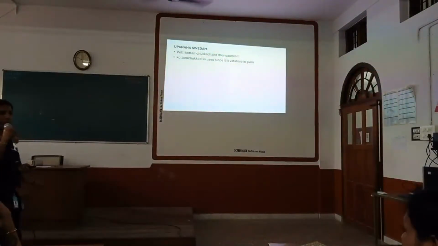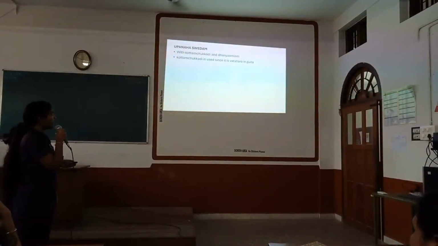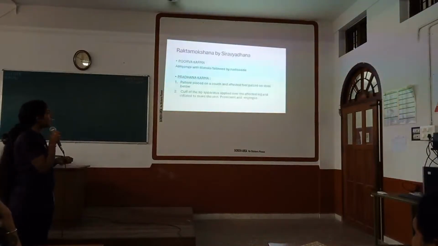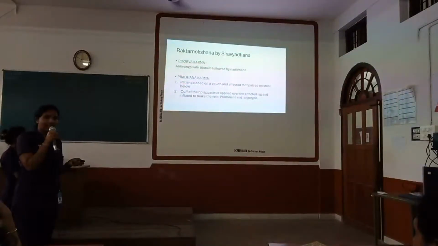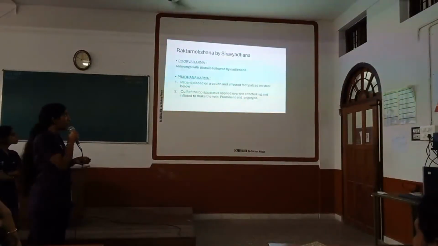The next one is Upanaha Sveda with cotton cloth and Dhanyamla. Cotton cloth is used since it is Sukshma and Laghu in Guna. Then Raktamokshana and Agnikarma were performed in this patient.